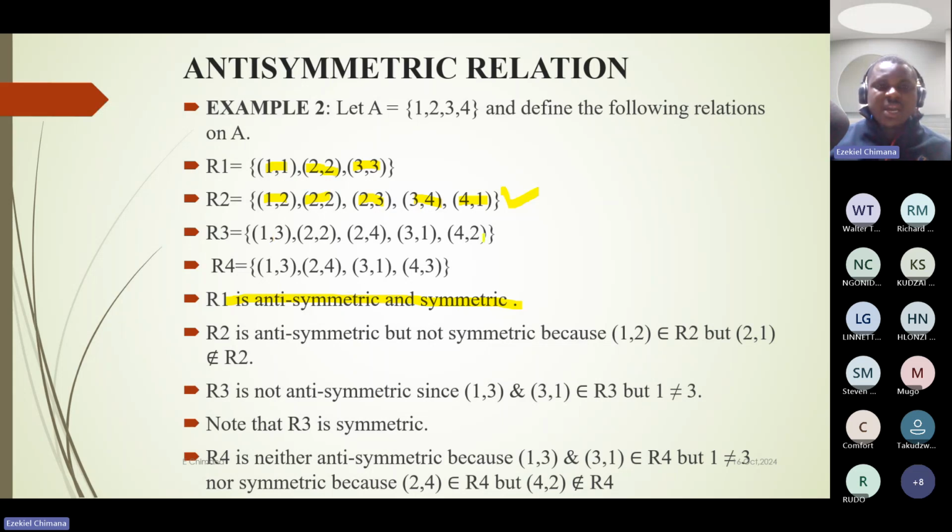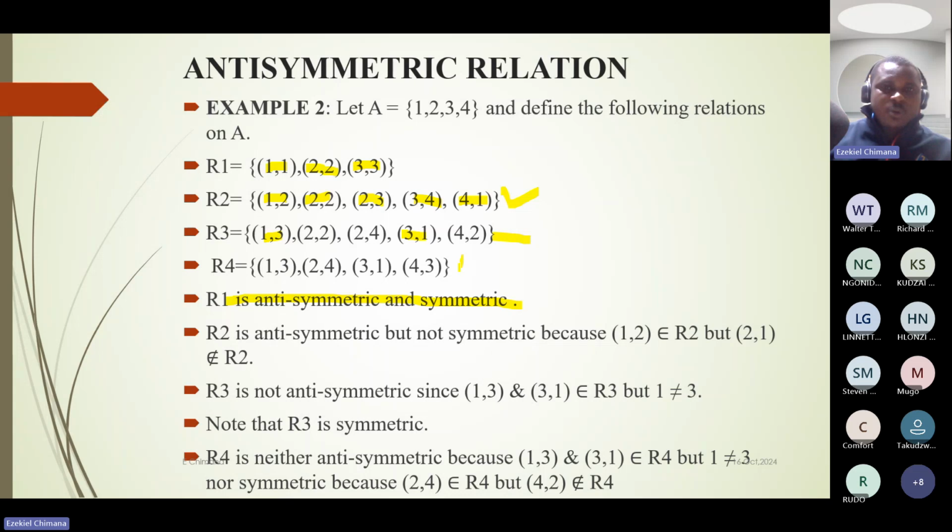At R3, is R3 antisymmetric? We've got a 1, 3 and we've got a 3, 1. Whenever you have such a scenario, it means that this relation is no longer an antisymmetric relation. So R3 is not antisymmetric because we've got 1, 3 and a 3, 1. And also we've got a 2, 4 and a 4, 2.